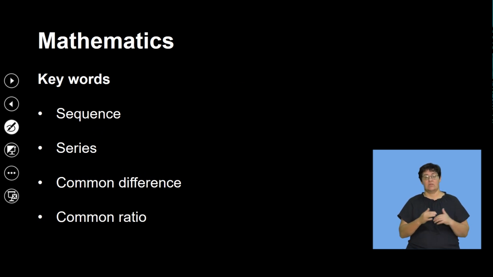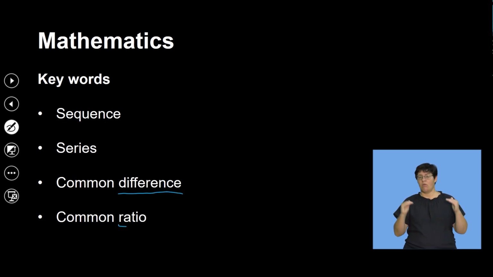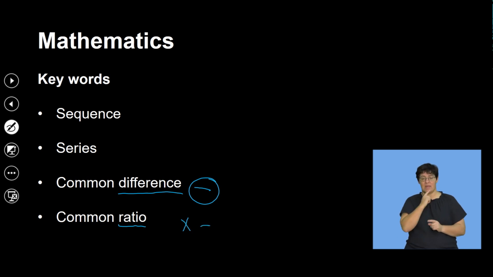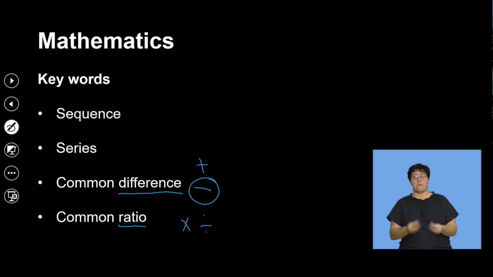Now our keywords will be a sequence, remember I said that, a series, a common difference, and a common ratio. Remember, difference is about subtraction, ratio is about multiplication and division, right? So difference is about plus and minus, by the way, because at times a difference between two negative numbers will normally be a positive number.